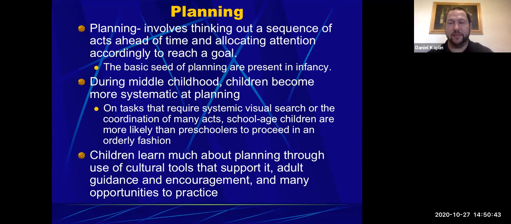So invariably, the first thing: grab a chair. Second thing, move the chair to the cupboard. Third thing, stand on the chair. Fourth thing, open the cupboard door. Fifth thing, take a cookie out. And they do that over and over and over. So we really start to become sophisticated in our planning by middle childhood, but we start to see it happening even in preschoolers.